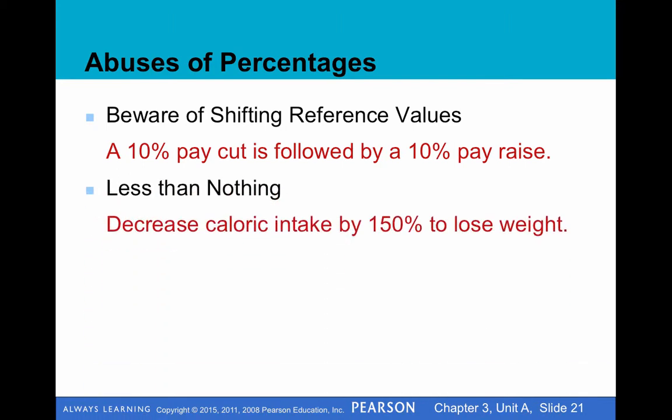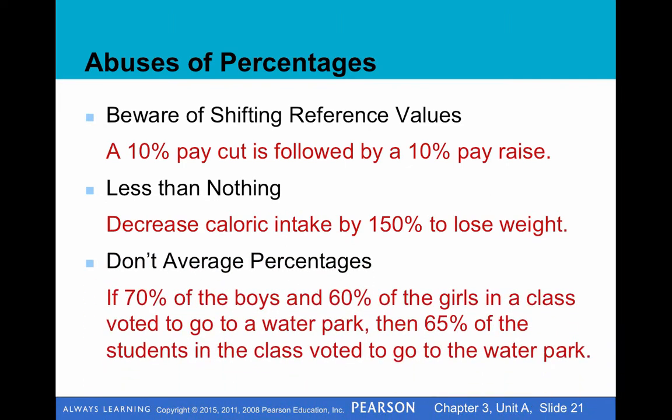You can't decrease or have something taken off by more than 100%. So decreasing caloric intake by 150% to lose weight? Well, if you decrease by 100% on anything, you're down to 0. So you can't have a decrease by more than 100%, because then you're left with nothing.